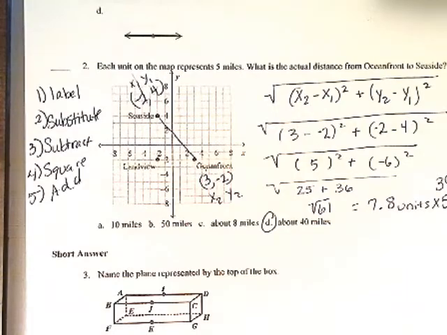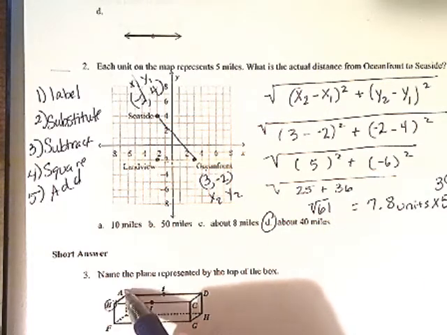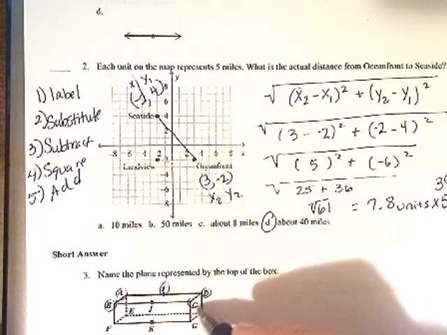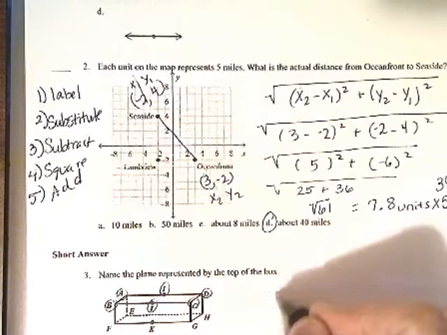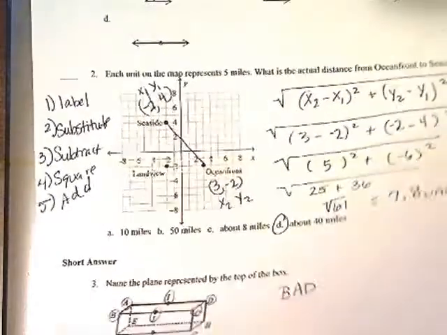Number 3. Name the plane represented by the top of the box. The top of the box contains B, A, I, D, C, and J. And you can use any 3 of those. BAD is the answer that I have.